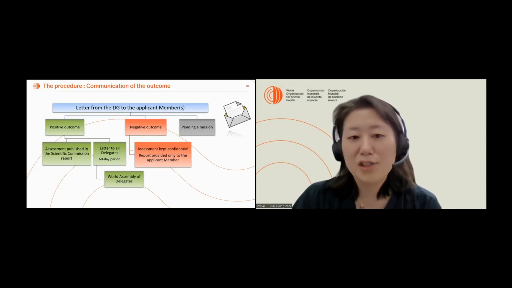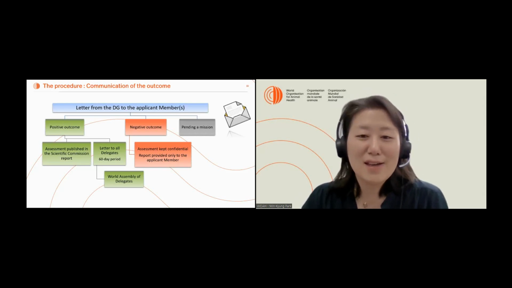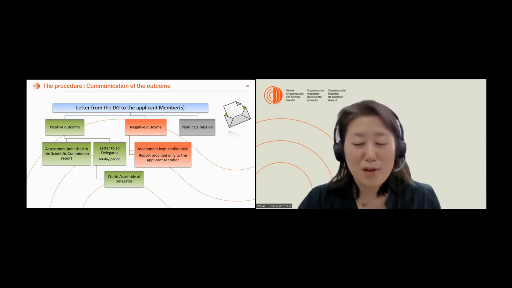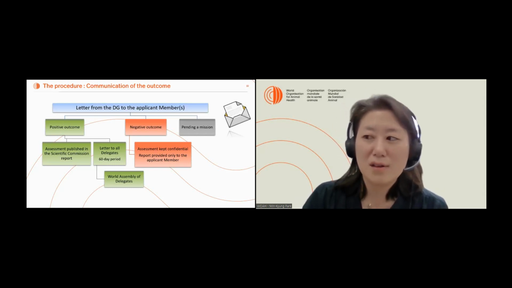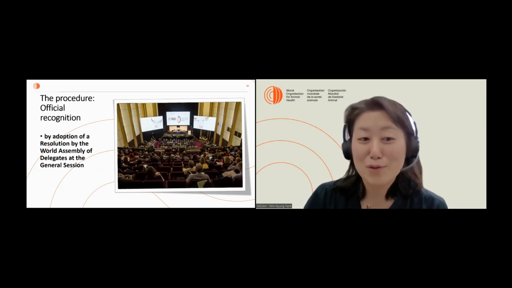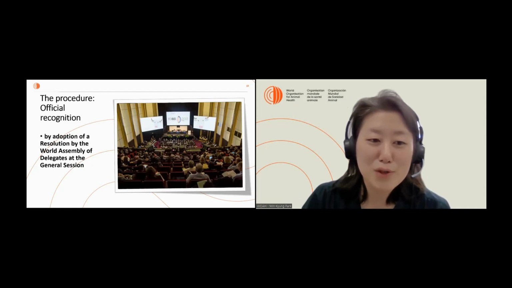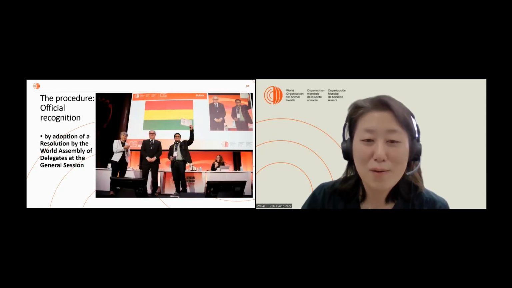And there can be a recommendation where the Scientific Commission suggests to deploy a field mission in the country to verify what is presented in the dossier, that it is effectively implemented in the country. So this can be one of the outcomes of the paper-based evaluation, but a mission is not compulsory for every application that is submitted to WOAH. And finally, the recognition is done at the general session by adoption of the resolution by the World Assembly of Delegates.